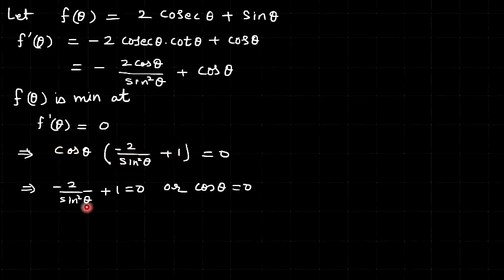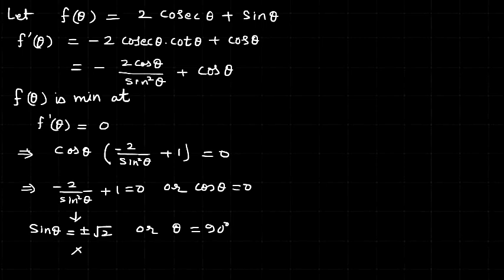So this would be zero when either this is 0 or this is 0. If this is 0, that would imply sine theta is equal to plus minus root 2, and cos theta equal to 0 would imply theta is equal to 90 degree. But is this possible? The modulus of sine theta is becoming greater than 1, so that is not possible. So this possibility is ruled out. So theta is 90 degree. So when theta is 90 degree, f dash theta is 0, so f theta is minimum.